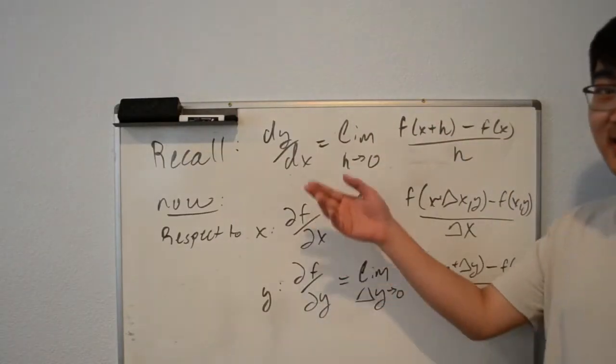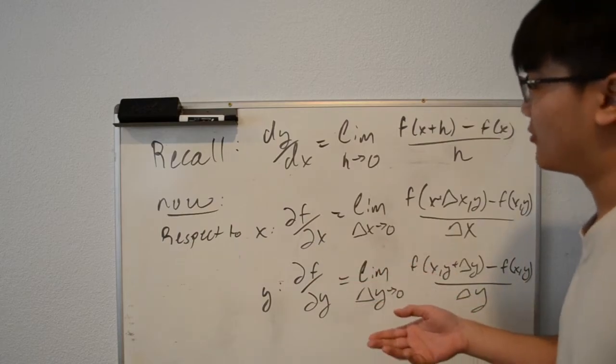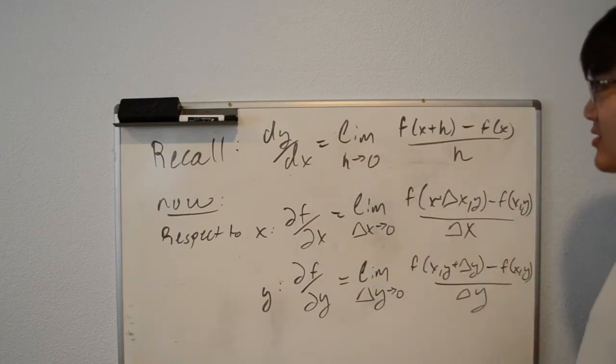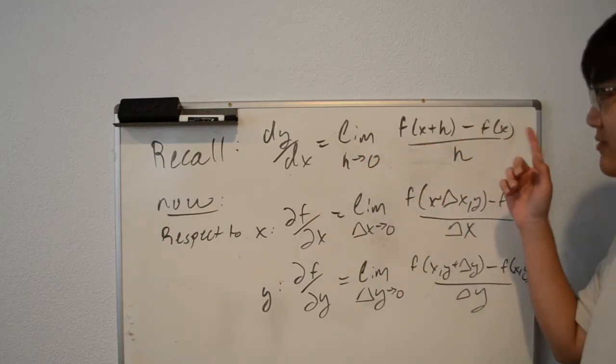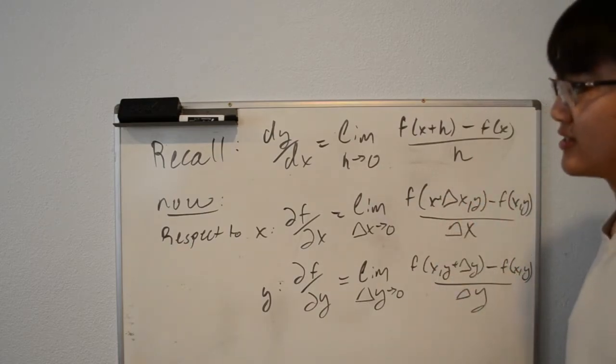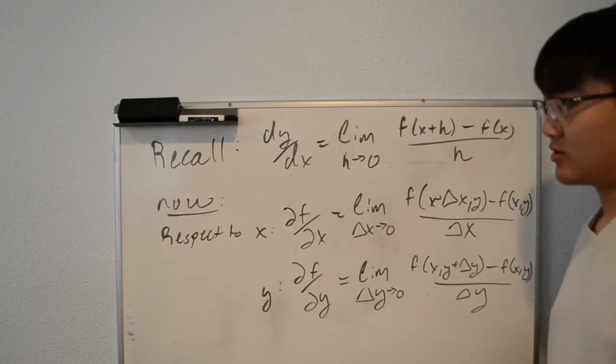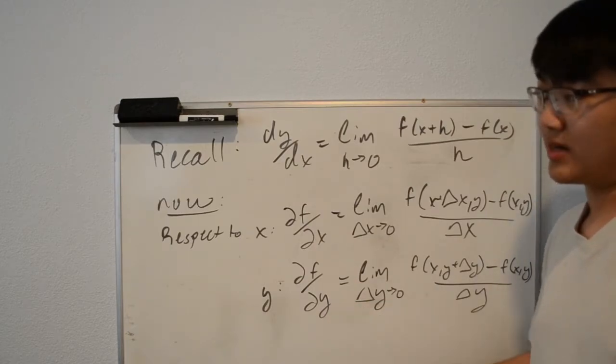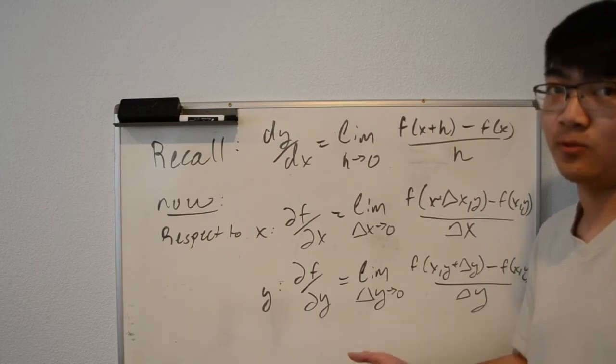So recall, the definition of a derivative would be the limit as h goes to 0 of f of x plus h minus f of x over h. For partial derivatives, it's really no difference. For partial derivatives, you would do the same but with respect to either x or y, since there's two variables you work with instead of one.